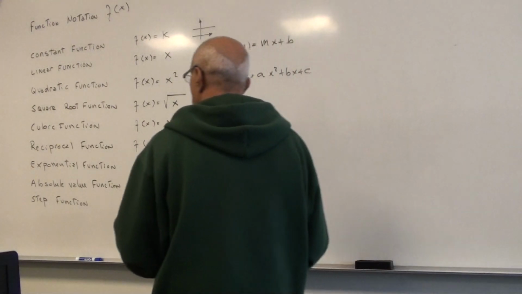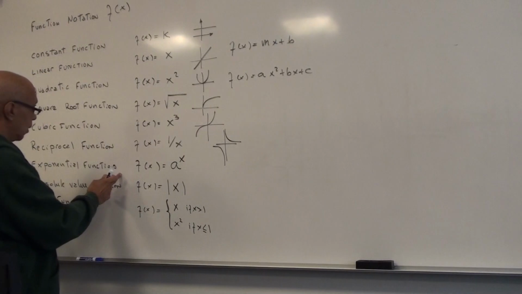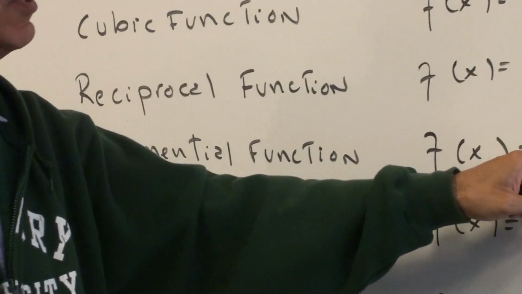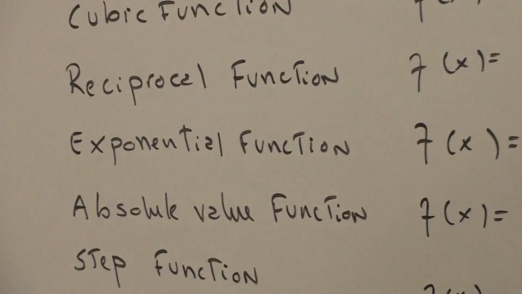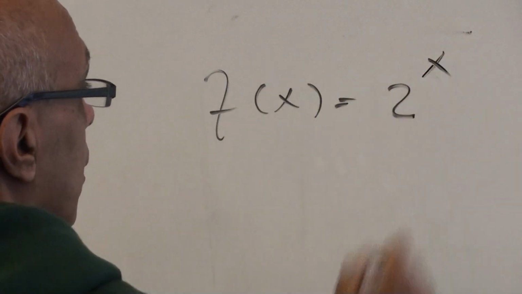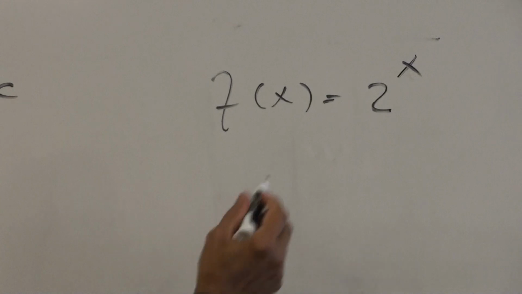The next function is the exponential function. We call it an exponential function because the variable is actually an exponent. An example of an exponential function would be 2, or any constant, could be 3, to the x. So let's see how this is going to work.